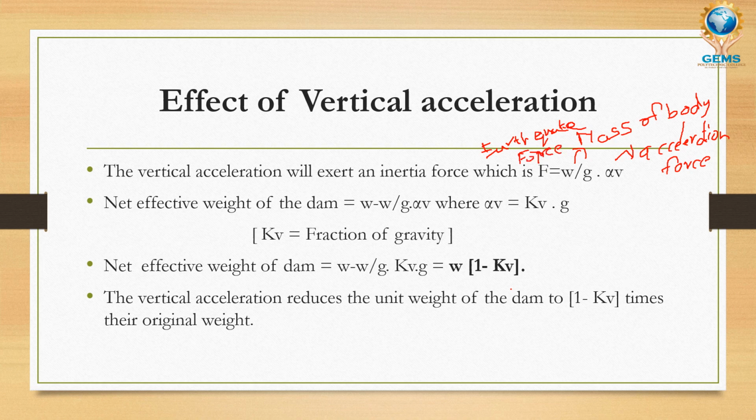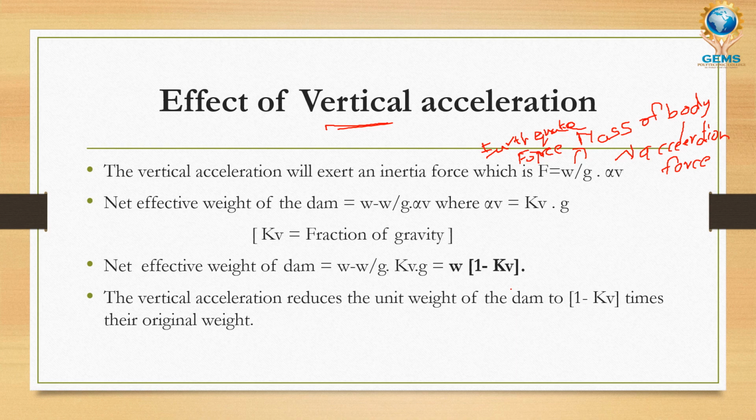And W by G into alpha V, where W by G is the mass of the body of the dam, and alpha V is the acceleration. This acceleration force is generated due to the vertical acceleration, remember that. Then the effective weight of the dam, as I said in case 1, changes when the vertical acceleration acts upwards.